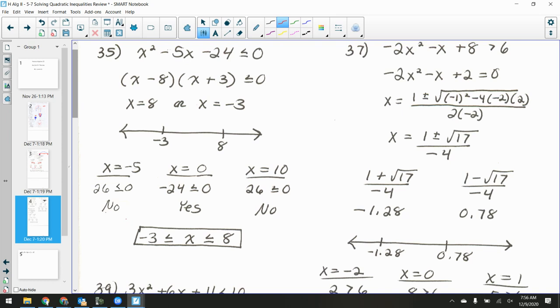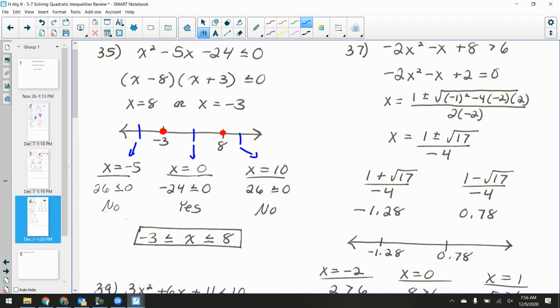Okay, so that means I can pick 3 test points somewhere. So here are my 2 values. My test points somewhere here, here, and here. Okay, let's choose, we chose negative 5, 0, and 10. You should have gotten a no, yes, no. You can choose different values. Did you have to pick negative 5? No. Did you have to pick 0? No. Did you have to pick 10? No.